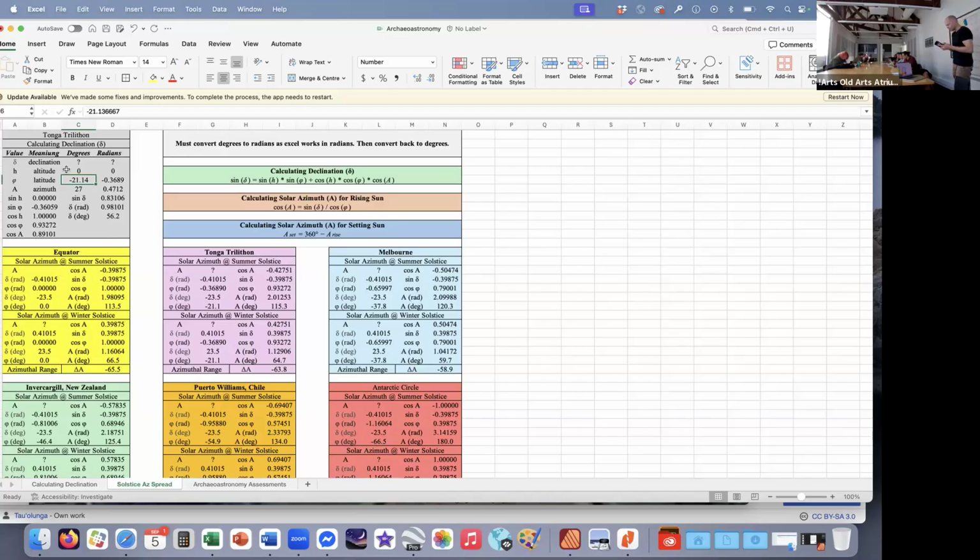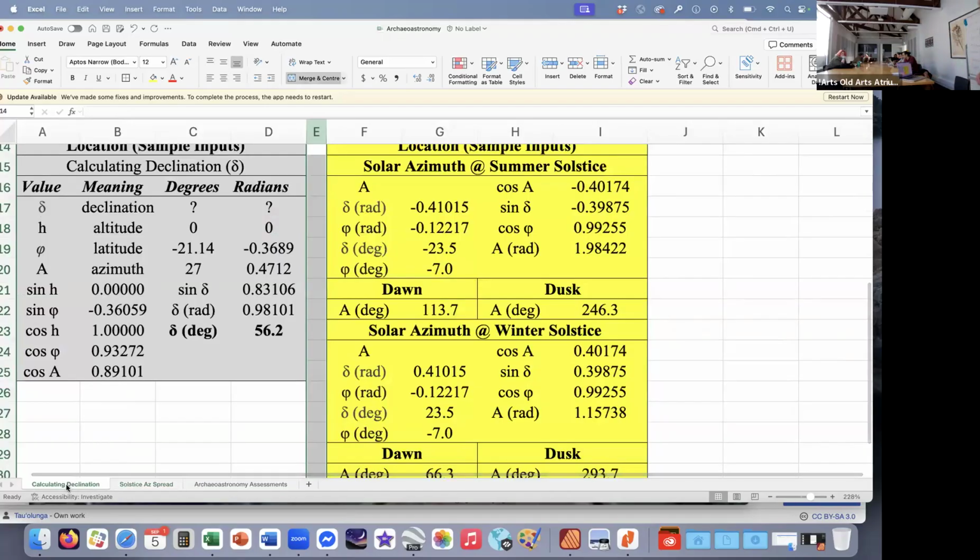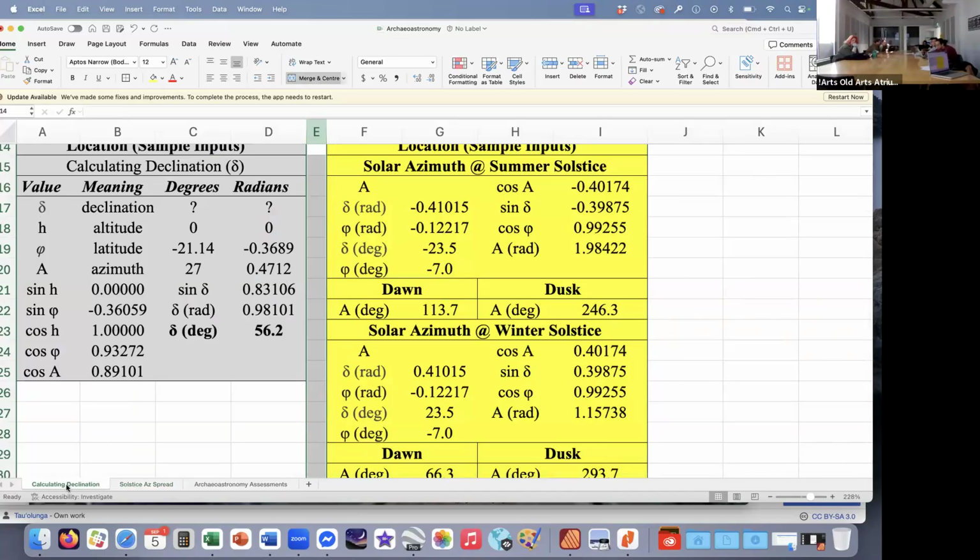So if we want to convert it to degrees. This is a very simple test. I've done this here for the Tonga trilithon, put the numbers in. All we're doing is we measure our azimuth, we know our latitude, we know the altitude is 0, and we're trying to find our declination. We should spit our number out. Does that number equal basically 90 degrees at the solstice? We can test for either the winter solstice or the summer solstice.